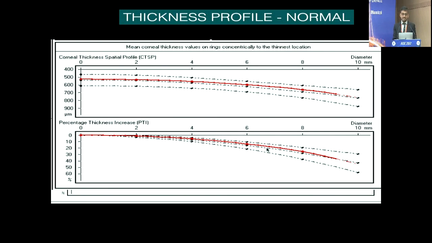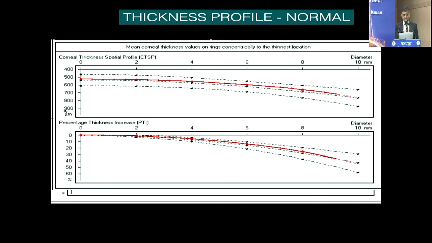So next is the thickness profile map. Basically, you have about 22 concentric circles which are drawn around the thinnest point on the cornea, and the pachymetric measurement is done from the thinnest point to the outermost version, and you get a graph. So you get 3 dashed lines. The middle line is the normal population's value, and the superior and inferior lines show the 95% confidence interval. The red line is the patient's values. Usually it should fall between these 2 lines and follow the curve.